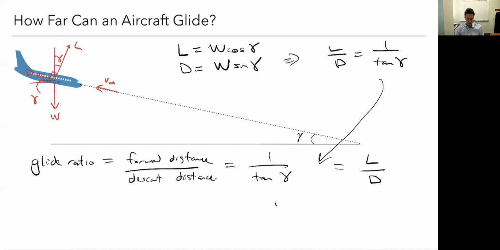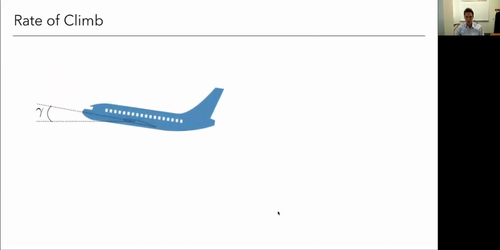Okay, so let's now talk about a related problem. That's climbing or the rate of climb. How fast can I climb? So here's my airplane. It's climbing at this angle gamma, constant angle gamma. And now I want to do the same kind of analysis and figure out what are the forces acting on the vehicle. And instead of looking at how I'm descending, I'm going to look at how I'm climbing. So let's draw those forces again.